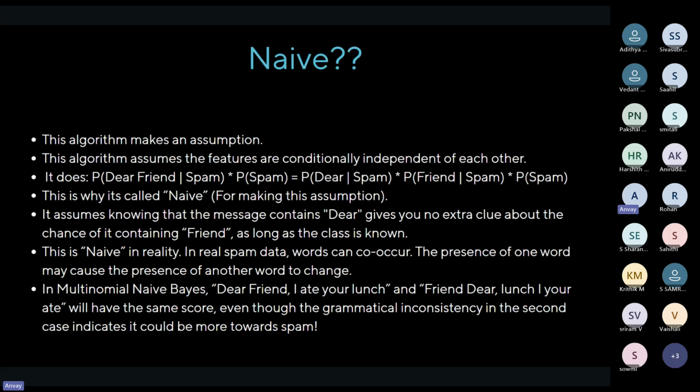it has no idea about your sequence of words. The sentences "dear friend I ate your lunch" and "friend dear lunch I your ate" both have the same exact words, but the first looks like it's not spam, and the second looks like something spammy, right? But in multinomial naive Bayes, these both will get the same probability score. So that is one more drawback, and one more reason why it's called naive, because of these two assumptions and the way it works.